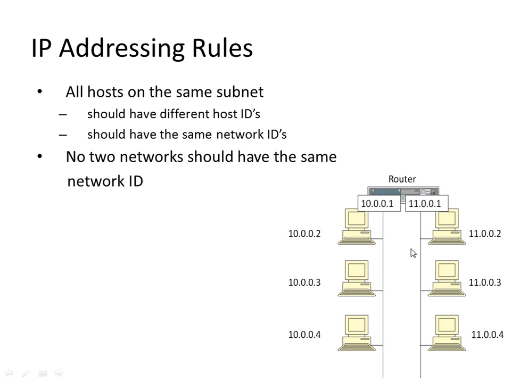The rules in IP addressing says that all computers on the same network should have different host IDs, but they should have the same network ID. So if we look at the network on the left, they have different host IDs. This one is .2, .3, .4, and they have the same network ID. They all start with 10. And then no two networks should have the same network ID. This is network 10, and this is network 11, so no problems there.